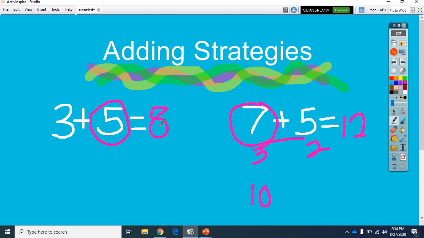That was our count it up and our make a 10 strategy. And remember, I talked about it. You can use whichever strategy you like. If you've been counting up, keep doing it. If you've been making a 10, keep doing it. If you do either one, keep doing those too. As long as they work for you, that is fine.